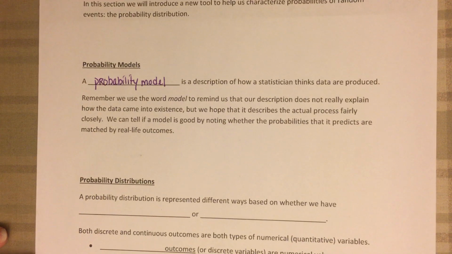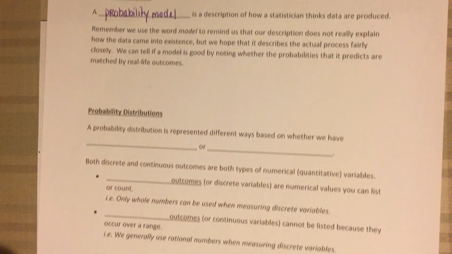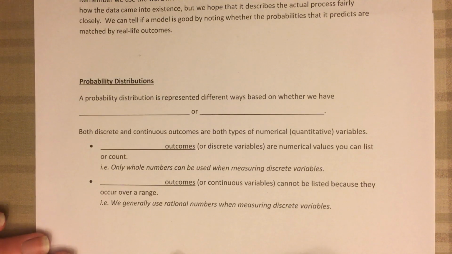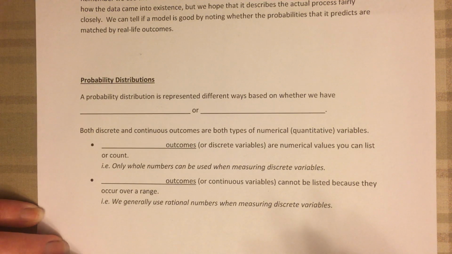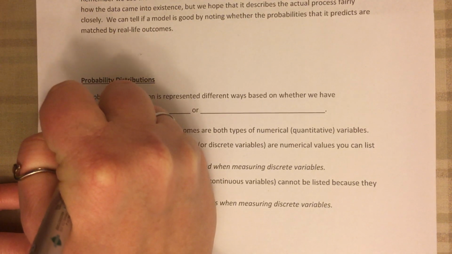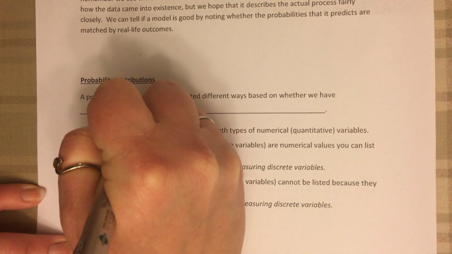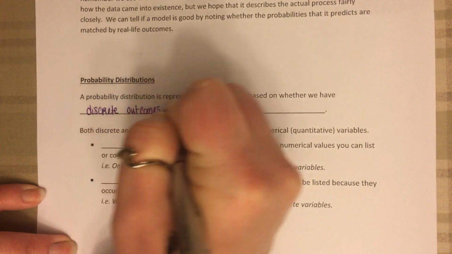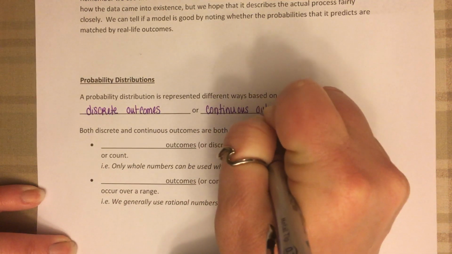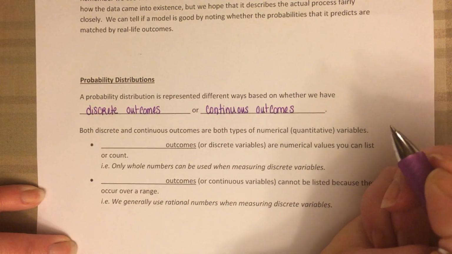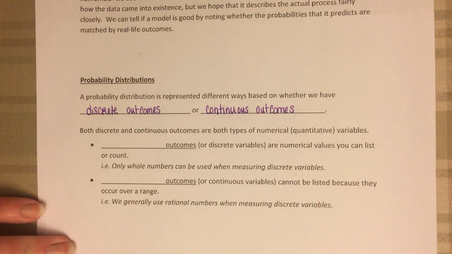We're going to use these probability models to talk about our next thing, which are probability distributions. A probability distribution is represented in different ways based on the types of variables and the types of outcomes that we have. So we could have discrete outcomes or continuous outcomes. Both of these types of outcomes are numerical or quantitative variables. So we're not thinking qualities, we're thinking numbers.